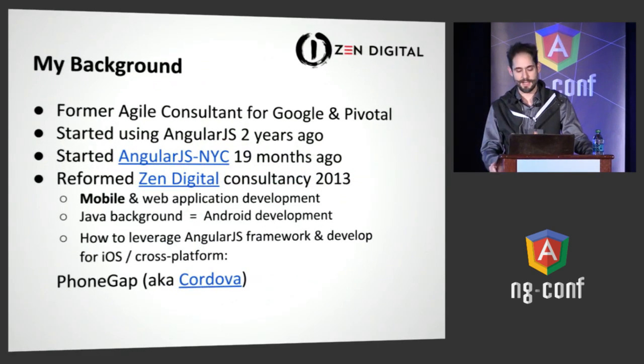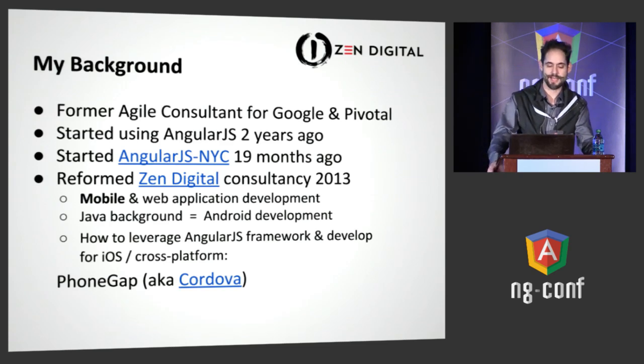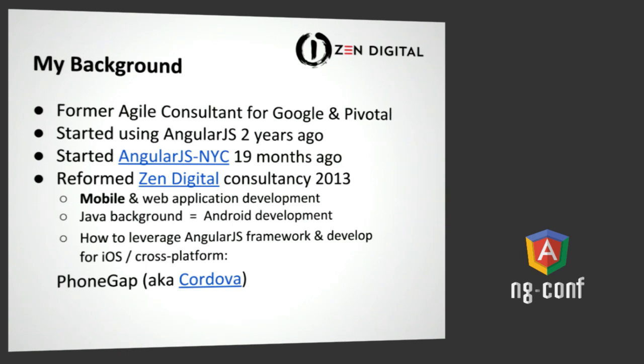So my background. I have a strong Agile background. In fact, back when Agile was called extreme programming, that's when I got involved with it. So I used to consult for Google and Pivotal back in the day. And I took a short break, and when I came back I needed a framework. So I started using Angular about 2 years ago, just as it was switching to its 1.0 state. And then I started the AngularJS NYC meetup about 19 months ago. And then last year I reformed Zen Digital.